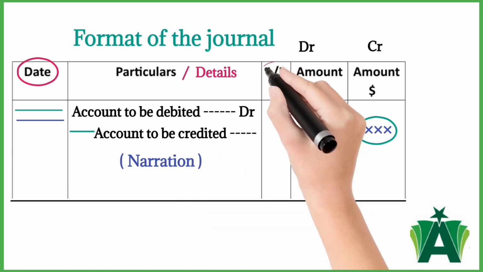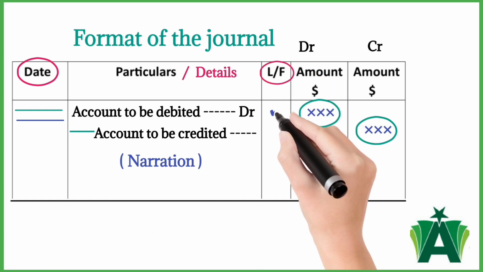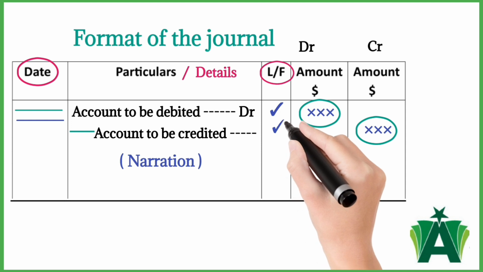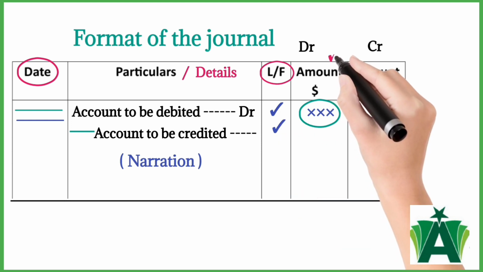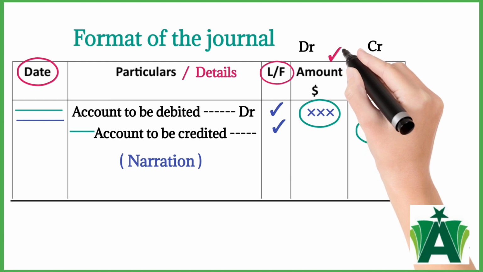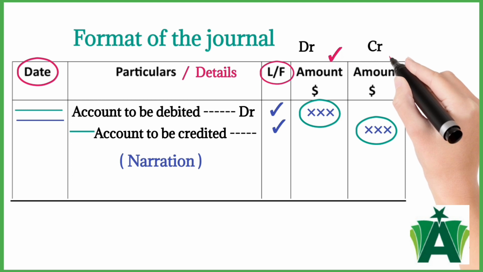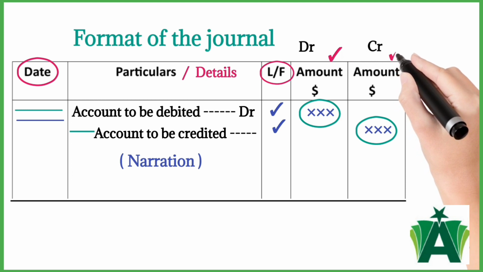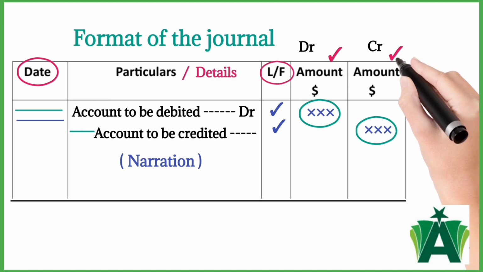The third column is the ledger folio. The page numbers of the ledger, where the 2 concerned accounts have been posted, are written in this column against the name of each account. The fourth column is the amount of debit. The debit amount is written in the first amount column, against the name of the account debited. The last column is the amount of credit. The credit amount is written in the second amount column, against the name of account credited.